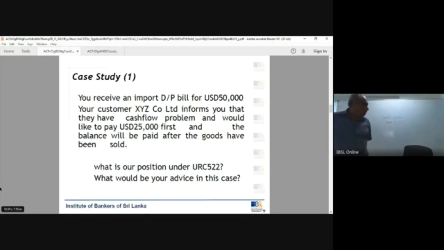Right? We cannot do that. What is your position under URC 522? Where is that stated? Article 19B. Article 19B very clearly says so.